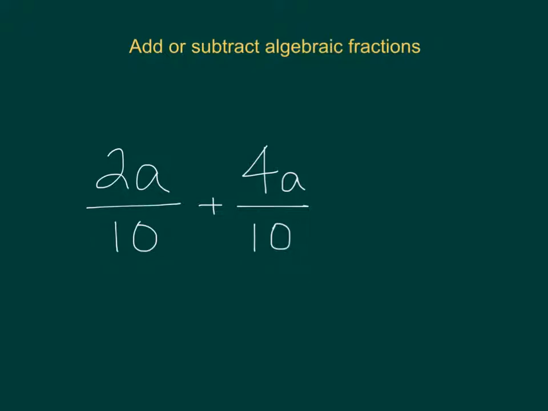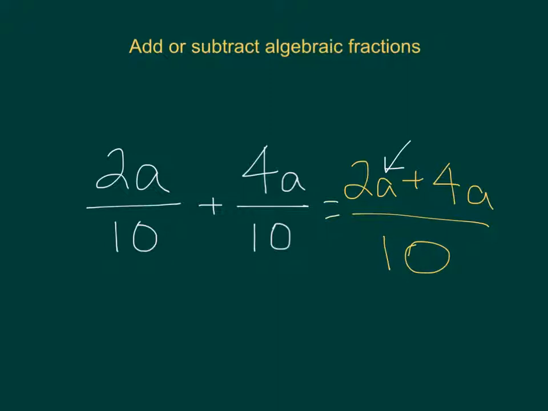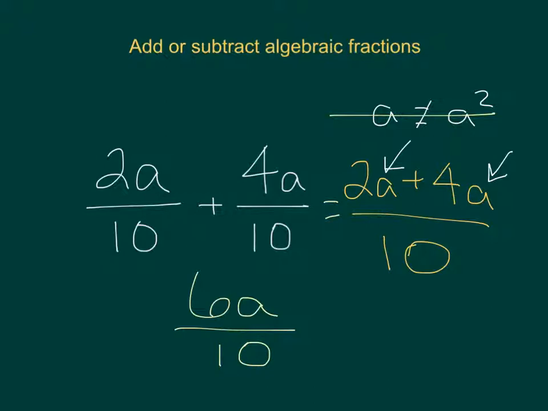You can also add or subtract algebraic fractions the same way. Your denominator stays the same, so we have this as 10, and our numerator is just 2a plus 4a. Now, you may only combine these if they have the same variable. A and a squared are not the same variable, so you could not combine those. But since we have an a and an a, those are the same. They would represent the same number, so we can combine. We would get 6a over 10.